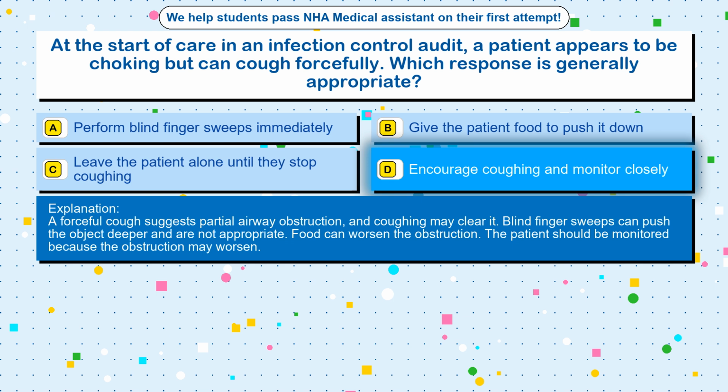A forceful cough suggests partial airway obstruction, and coughing may clear it. Blind finger sweeps can push the object deeper and are not appropriate. Food can worsen the obstruction. The patient should be monitored because the obstruction may worsen.